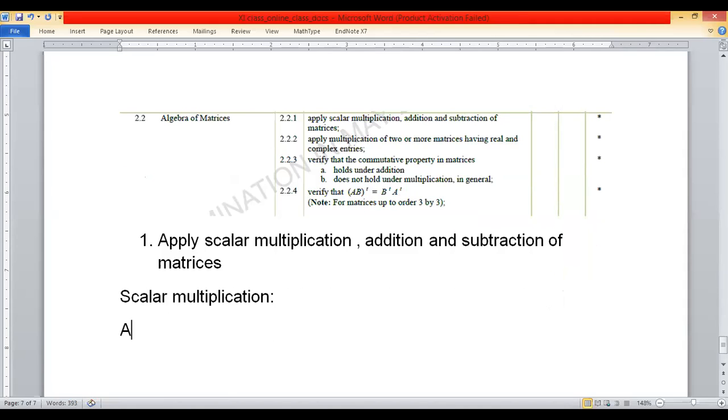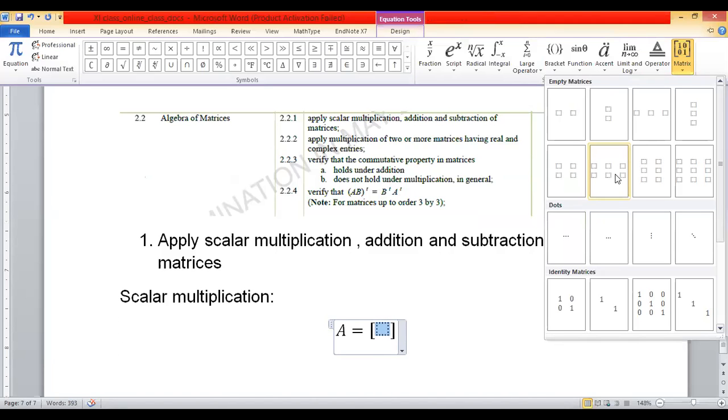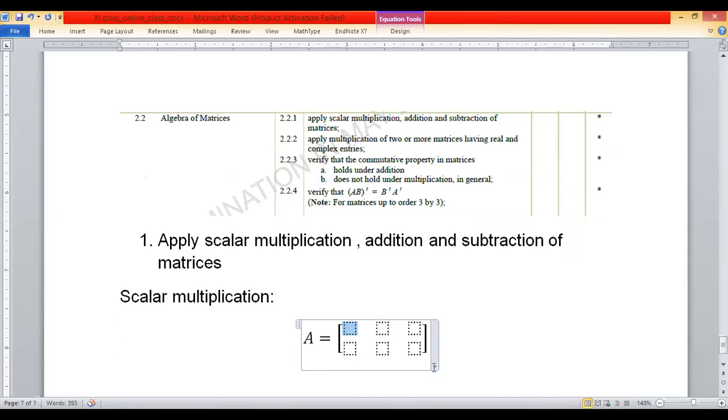Assume we have a matrix A of any order. Let's say a 3 by 3 matrix. We have -1 and 2 and -2 here and 1 here. 0. So now our question is what could be actually 2A?